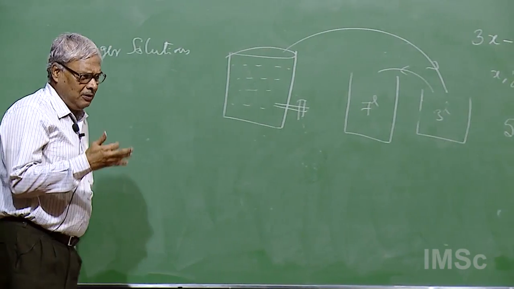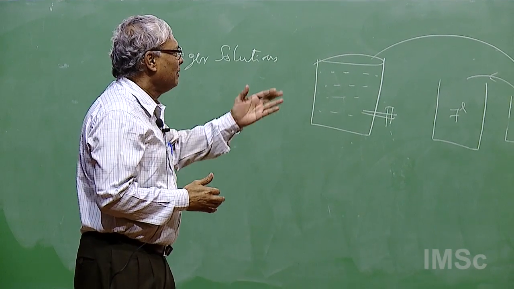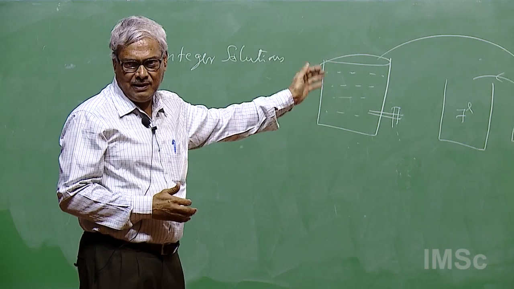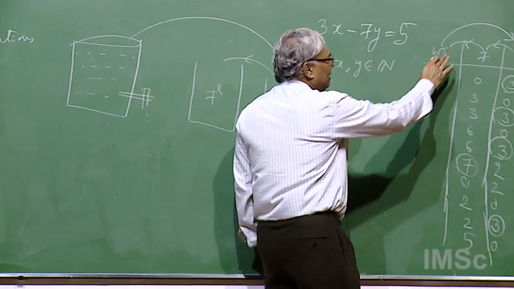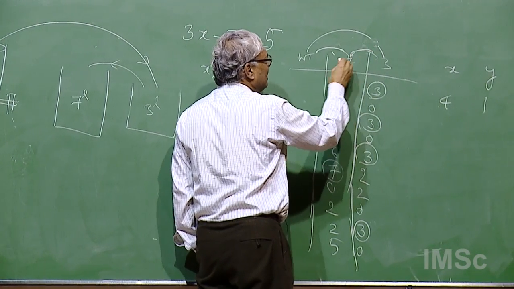So x and y are not any numbers. They are the numbers which represent the number of times you fill up the 3-liter can and the 7-liter can. So as I said, can we reverse the directions and still get a solution?